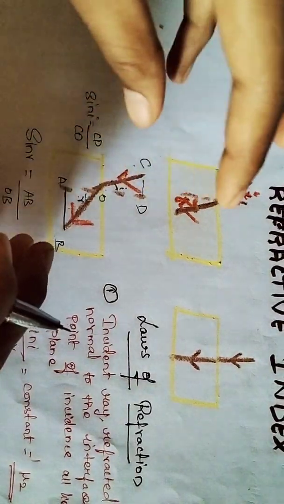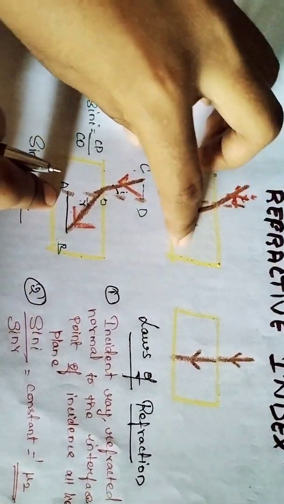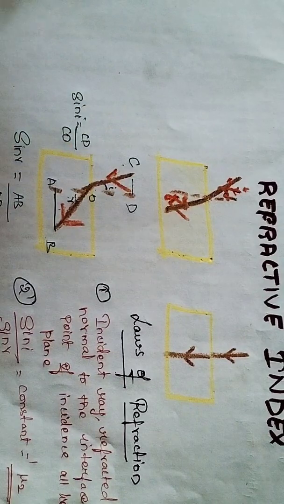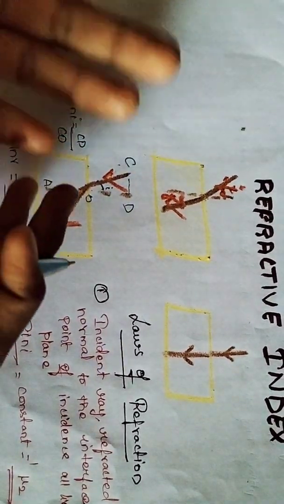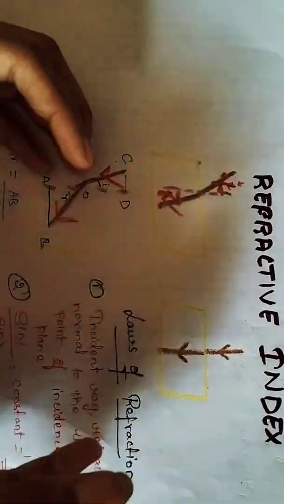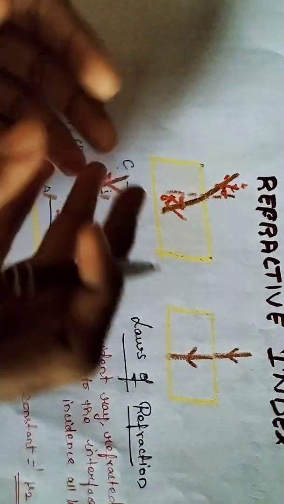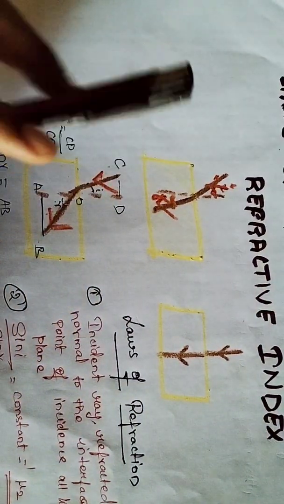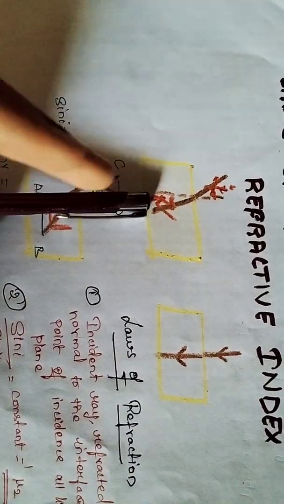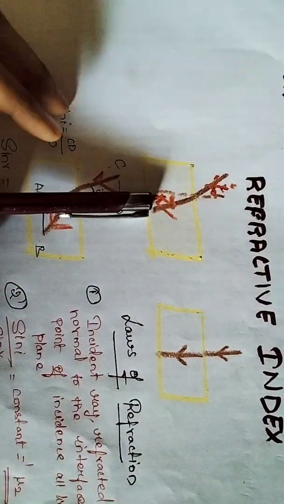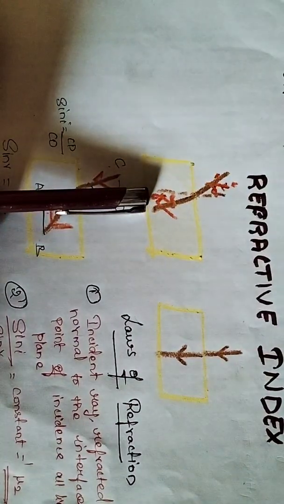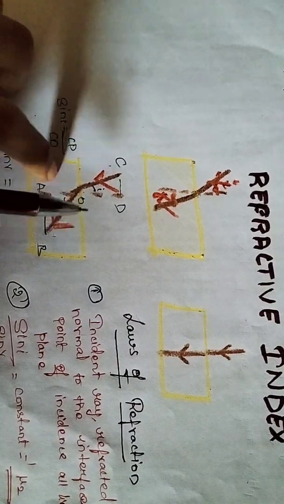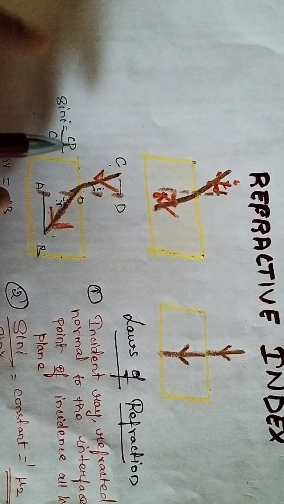We are considering this and finding the refractive index of this medium. The refractive index is not constant: if you take quartz, or any prism with any material, or water, or oil, anything, it won't be constant. It depends on the medium with respect to the first medium. So if I take this medium to be water with respect to glass, this refractive index will be different.